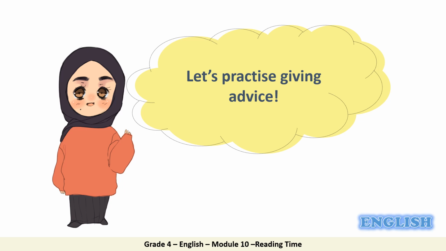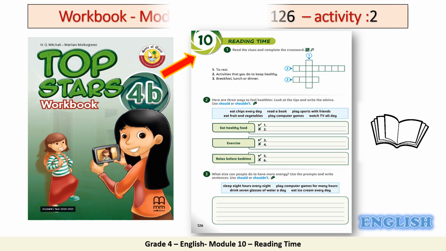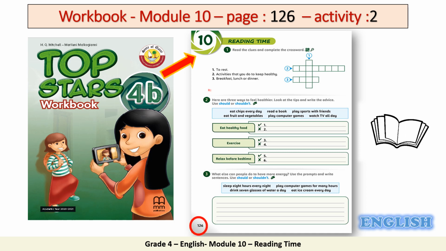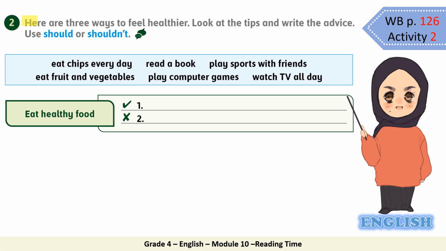Let's practice giving advice now. Go to your workbook, page 126, and pay attention to the question in activity number 2. The question says, here are 3 ways to feel healthier. Look at the tips and write the advice. Use should or shouldn't. You can see in the blue box they have suggestions for actions. Let's take the first 2 actions as an example. And let's talk about eat healthy food. Eat chips every day, eat fruit and vegetables.